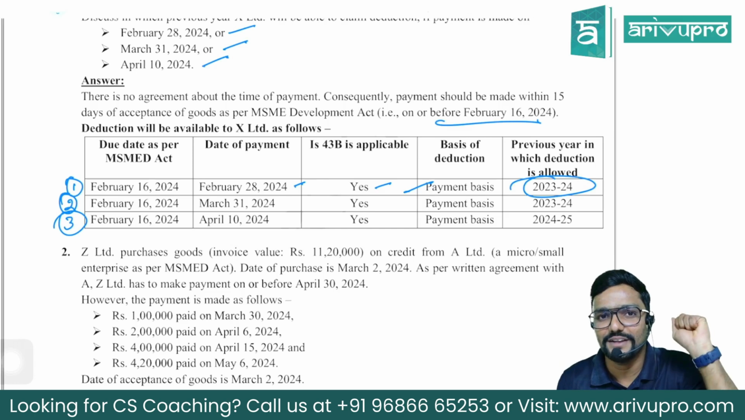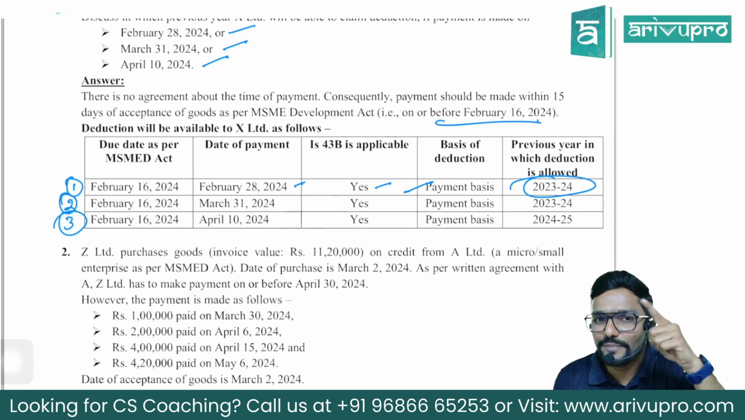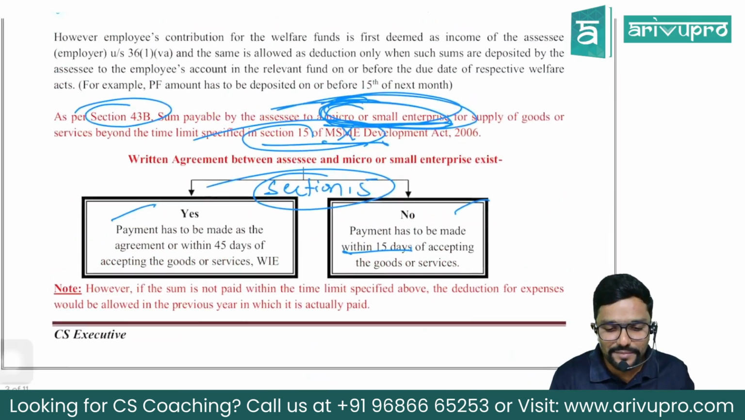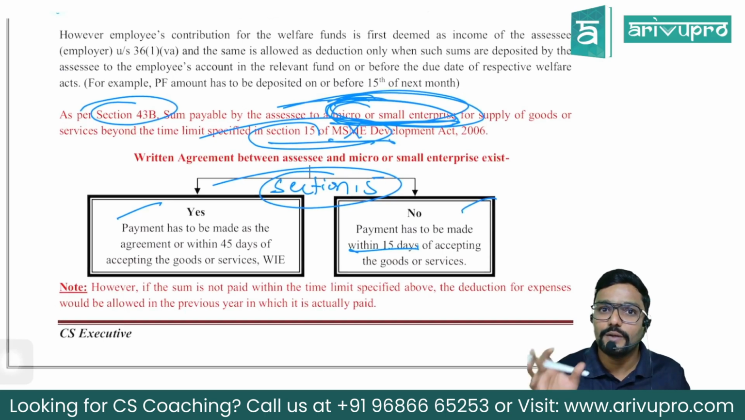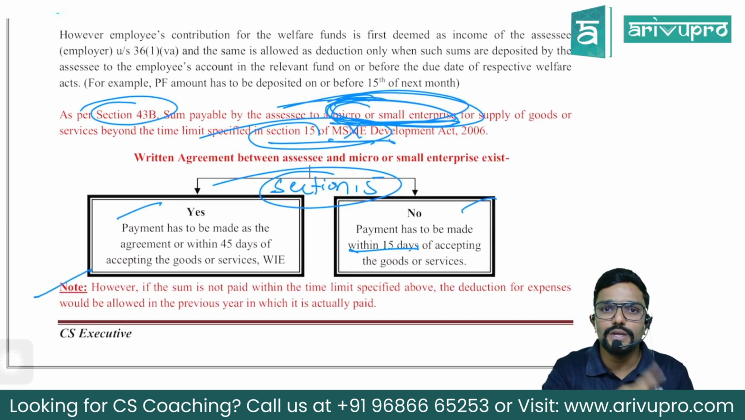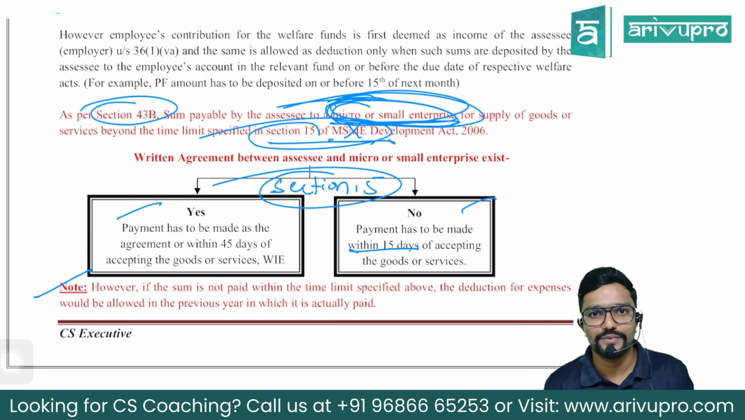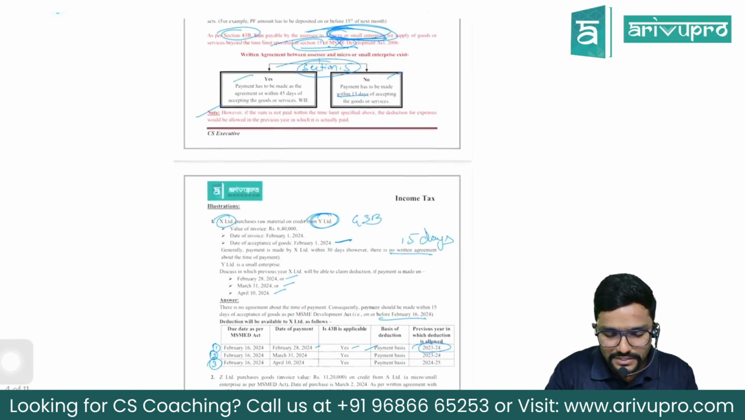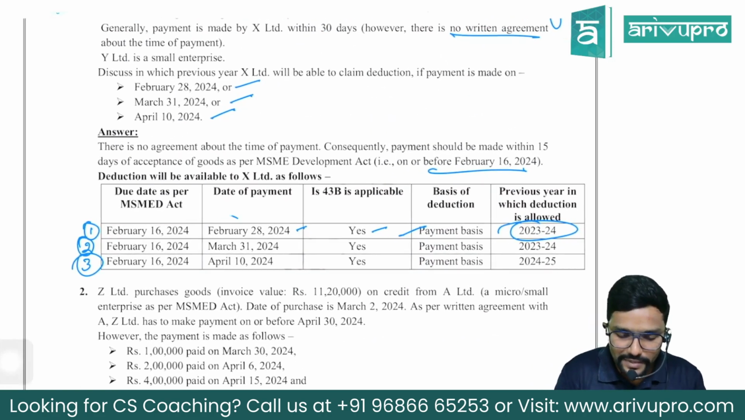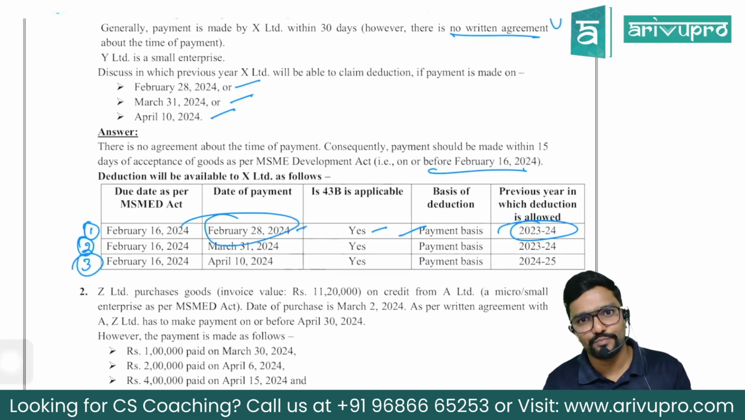Very interesting. Payment is not made within the due date as per MSME Act, but it is made before 31st March. Now, what they have told here is, if payment is not made within the due date mentioned in MSME Act, then the payment will be allowed in the year in which payment is made. Sir, here we have crossed the due date. 16th is the due date.